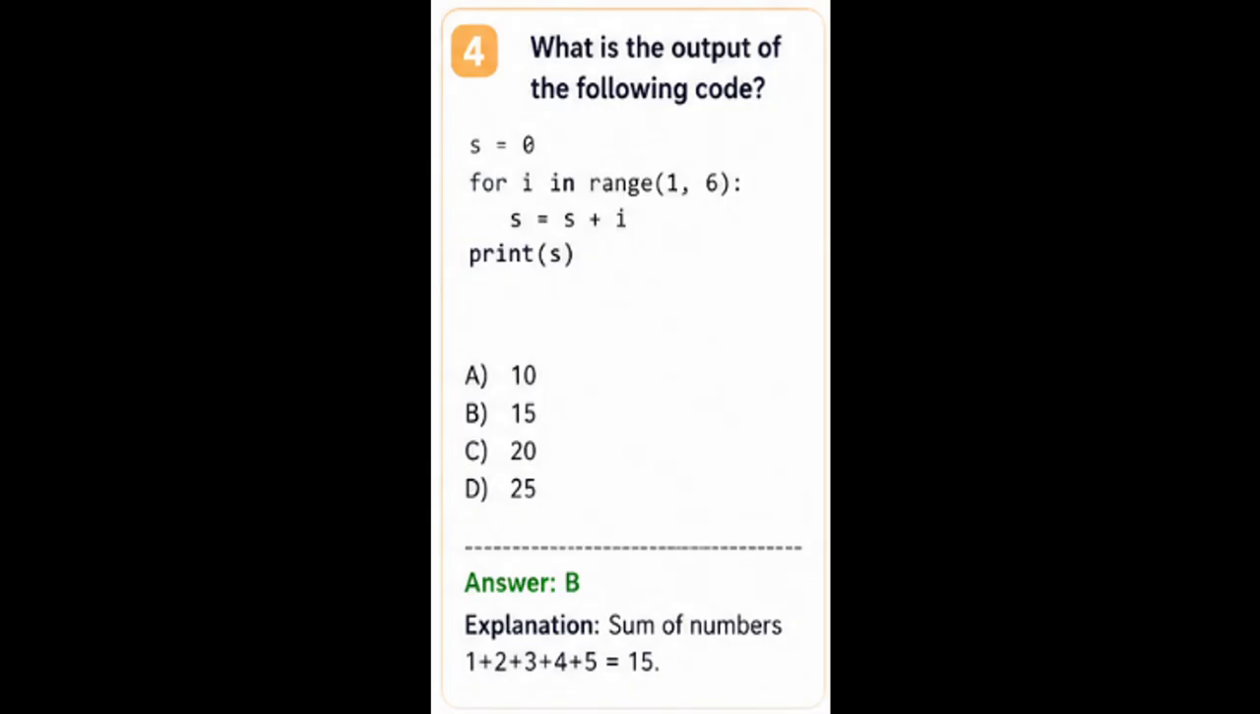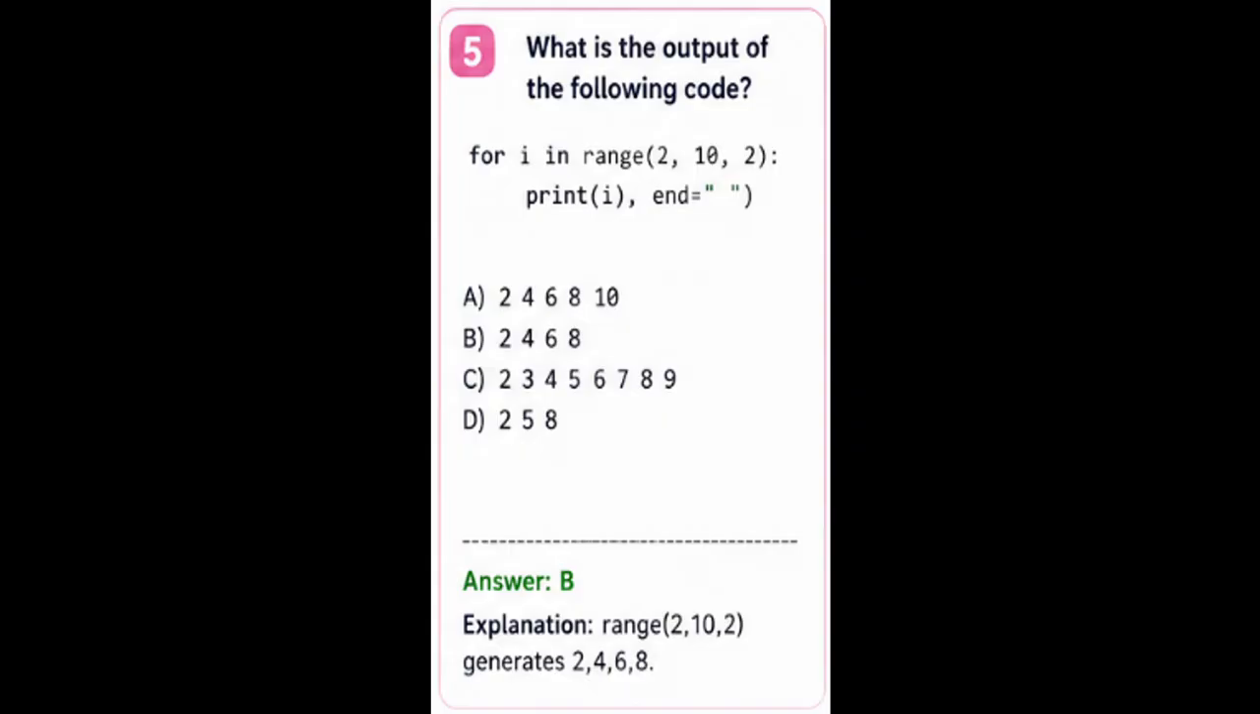s equal to 0, for i in range 1 to 6, means 1 to 5. So s equal to s plus i means i is going to be added in each pass. So 1 plus 2 plus 3 plus 4 plus 5, which is 15. For i in range 2 comma 10 comma 2, which is 2 to 9, what is it going to shift? 2. We were shifting 1 before, so after 2 it was 3, but here comma 2 is written. So it will be 2, then 4, then 6, then 8 and so on. It will print till 9. So it will print 2, 4, 6, 8 with spaces because here end equals space under quotes. So 2 then space, 4 then space, 6 then space, 8 then stop.